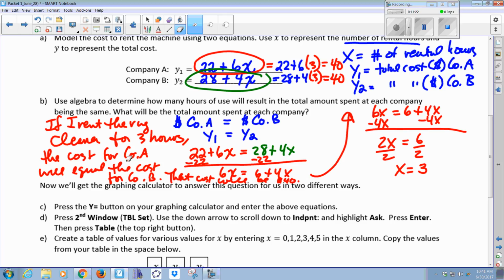Okay, so we can see the algebra here, but how would we use, say, our graphing calculator to wind up with the same answers, 3 hours and $40? Let's take a look at that.